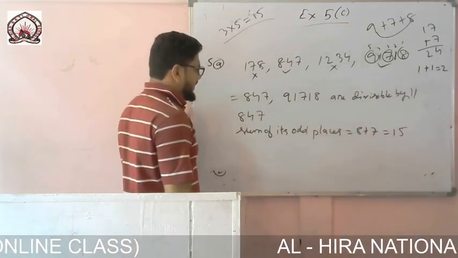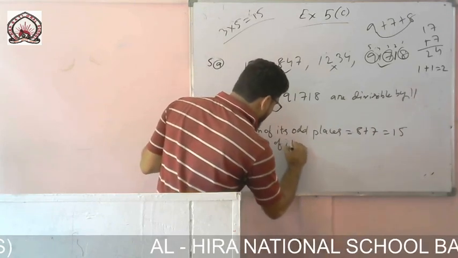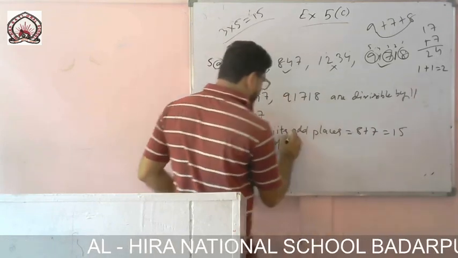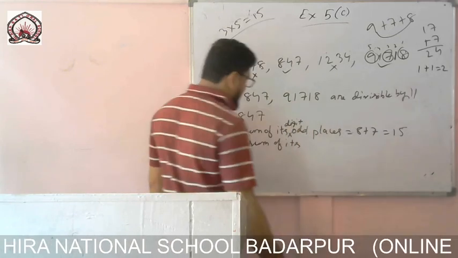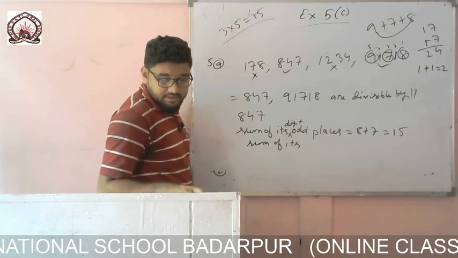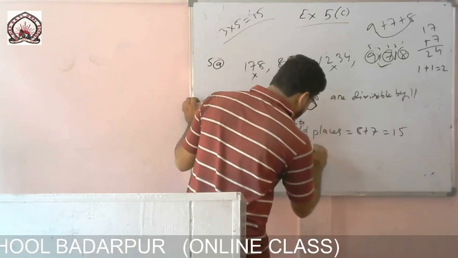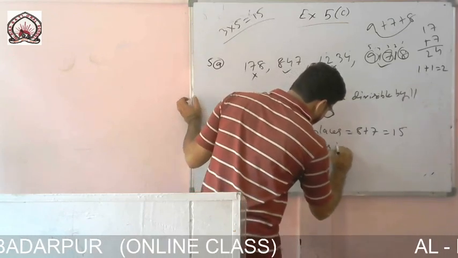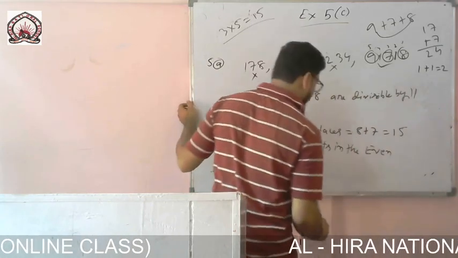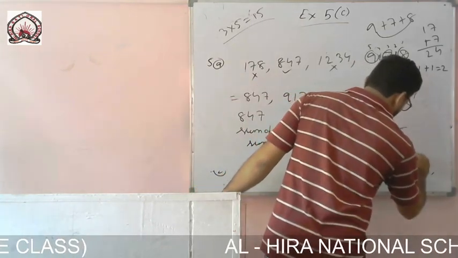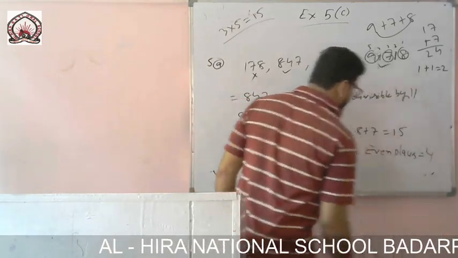Okay, now sum of its digits in the even places. Even places equals what? Only 4. Okay, 4.